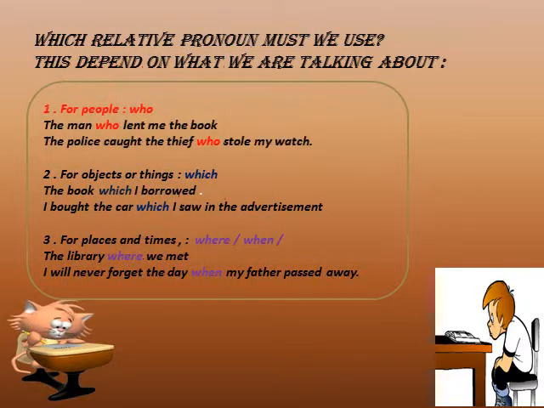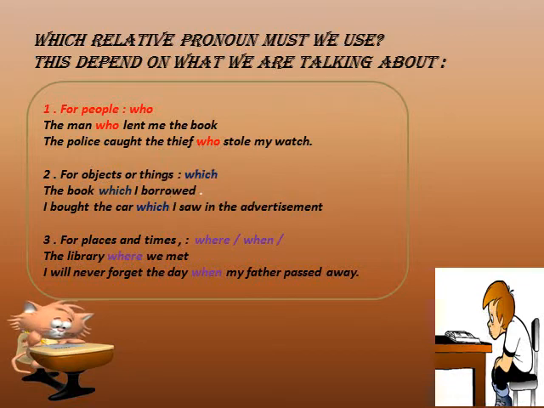For people, we use the relative pronoun who. The man who lent me the book. The police caught the thief who stole my watch. As you see, the subject of the first sentence is the man, and the subject of the second sentence is the police, and the two of them are persons, so we have to use the junction word or the relative pronoun who.